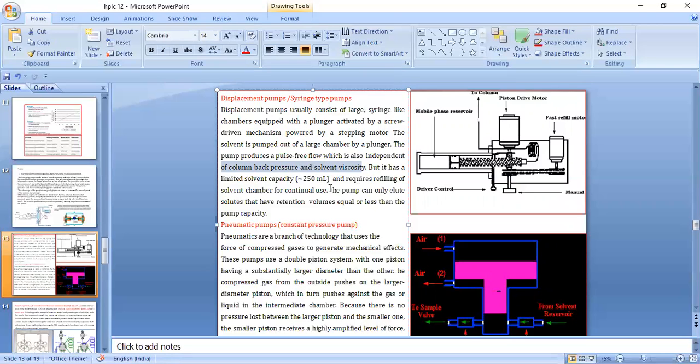जितना plunger में आ जाएगा, जितना उसकी capacity होगी उस displacement pump की, उतना ही solvent उसमें आएगा. So because there is not a continuous flow of the solvent, you have to suck the solvent and then you have to again press this solvent, and the capacity will be only limited to that of the capacity of that pump. But it has a limited capacity of 250 ml, and it requires the refilling of the solvent chamber for continual use. The pump can only elute the solutes that have the retention volume equal or less than the pump capacity.